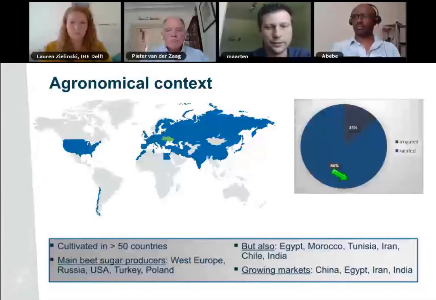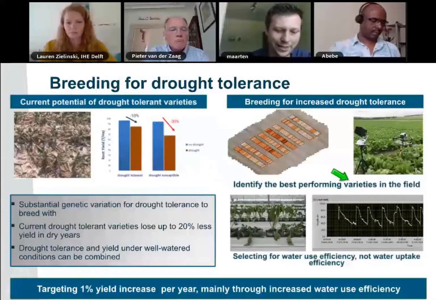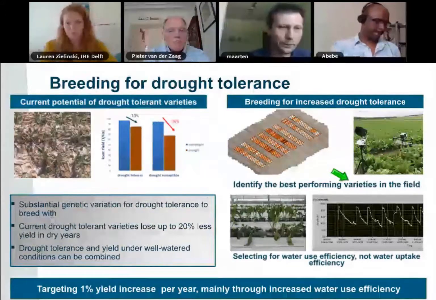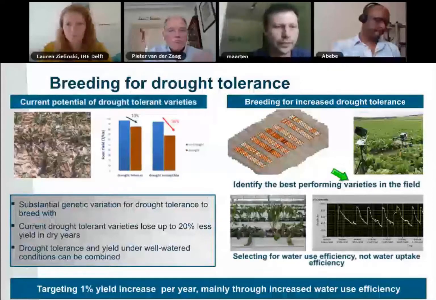Another thing to bring to your attention is that sugar beet is mainly grown under rain-fed conditions. Only about 15% of the global sugar beet cultivation takes place under irrigated conditions. So that's also very different from cane. This means it gets exposed to drought, and sometimes severe droughts, like was mentioned in the movie already.